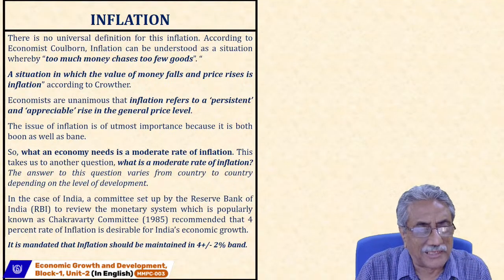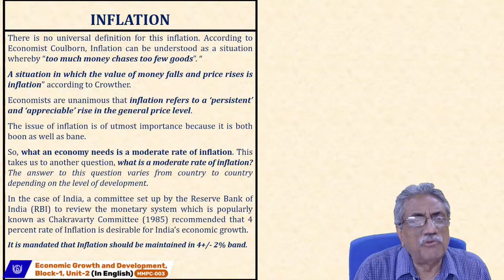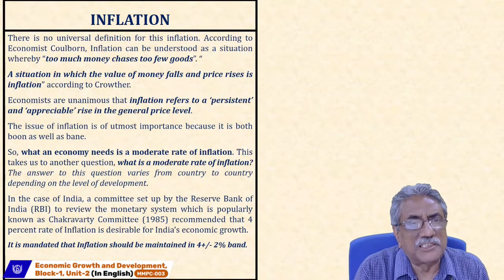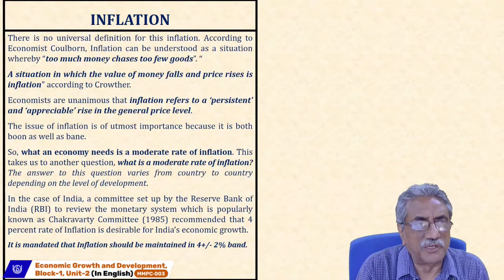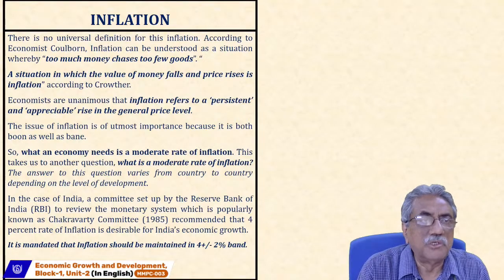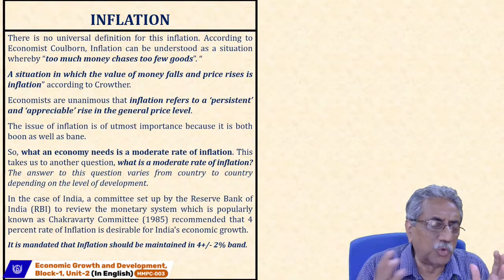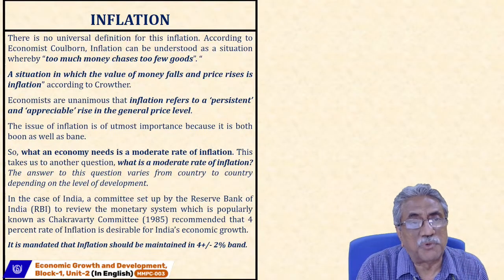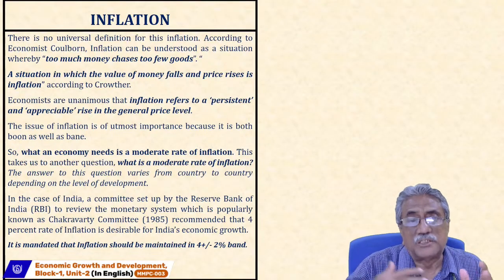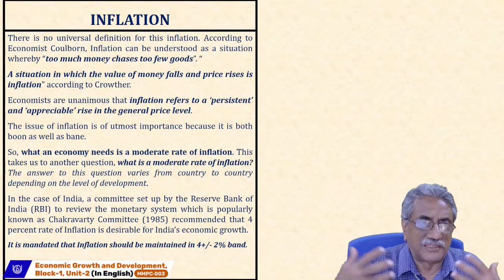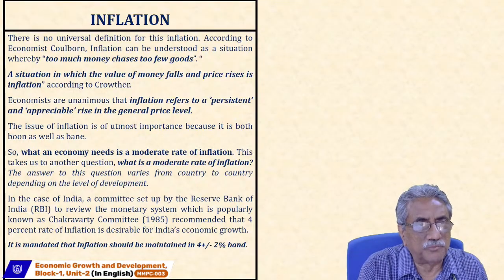Now we'll come to inflation, the eroding factor, I can call it. There is no universal definition of inflation, but you have heard very often: too much money chases too few goods. This was coined by the economist Colborn. Colborn came out with this line: too much money chasing too few goods, so the price of goods goes up, and there is inflation. The value of money comes down.